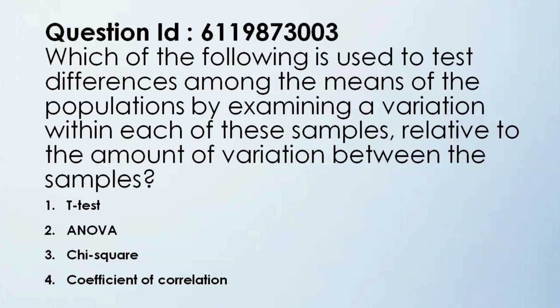Okay, so out of the four, first figure out with what all tests can you test the differences among the means of population irrespective of the number of groups. And then see in which test would you use a variation within each of these samples. If you can boil down to these two parts of the question, you will have the answer with you. It's basically defining one of these tests in the question. If you have your answer in hand, let's see what the right answer is.